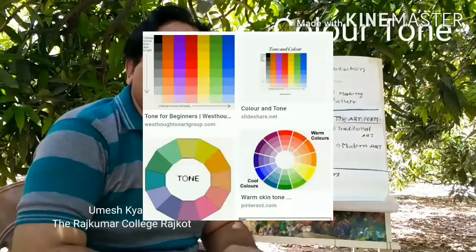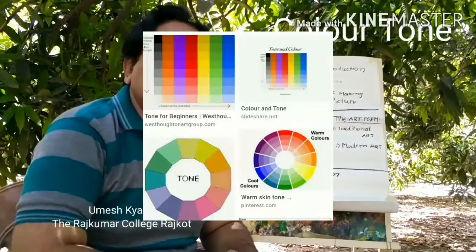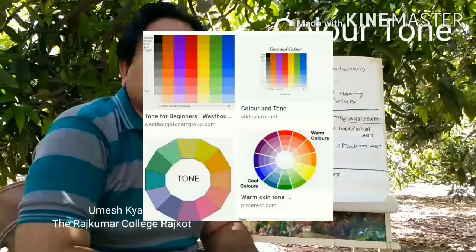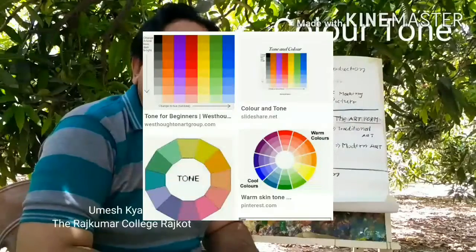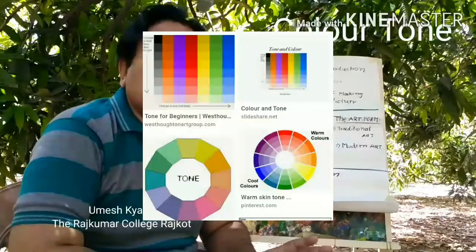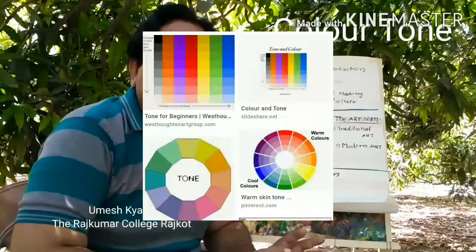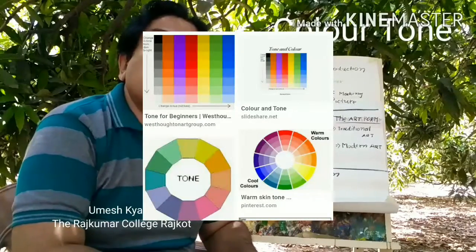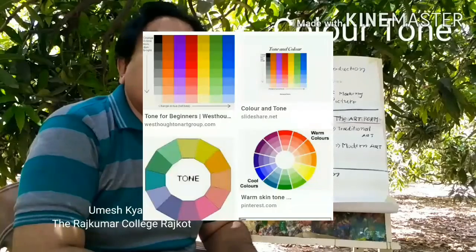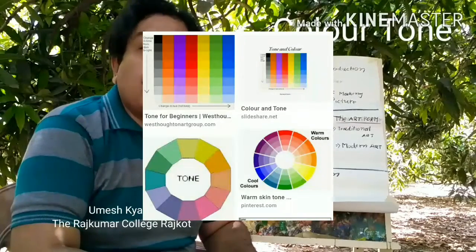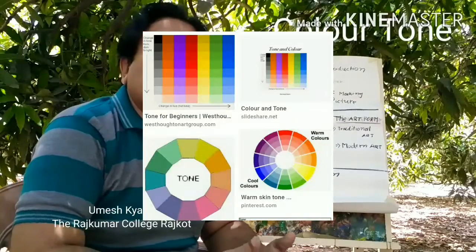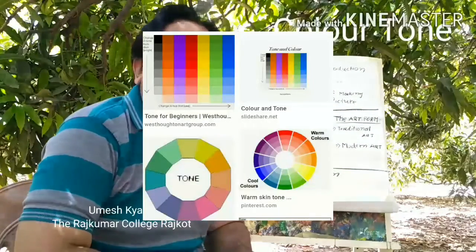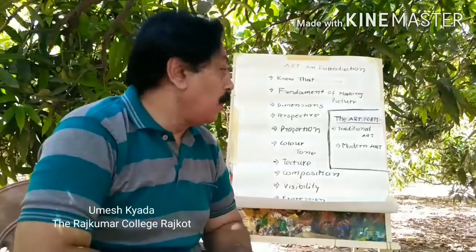While adding white and black, each and every color you will learn, primary color, secondary color, tertiary color. You have whatever color you got, but if you don't want the same color, you want to see the tone, then add white, add black or a dark color and make the tone. That is the tone. Tone also is an important element of art.